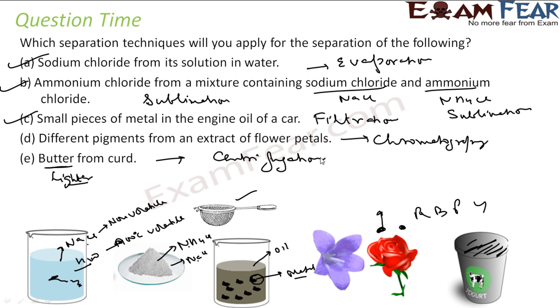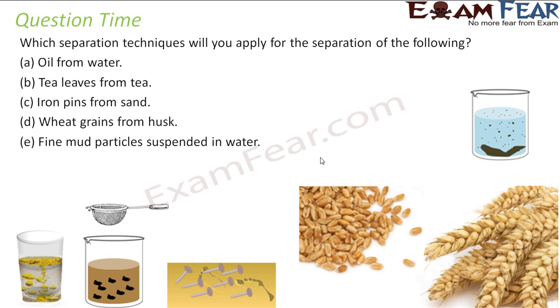Okay, that is one. The next is oil from water, which we have to separate. So there's oil and water, and we see they don't mix, and oil is lighter. If you keep this for some time, the oil will come up and the water will settle down because the water is heavier. So we can actually use a separating funnel here. We have shown you this. You can watch some of the previous videos in the same chapter where we've explained this.